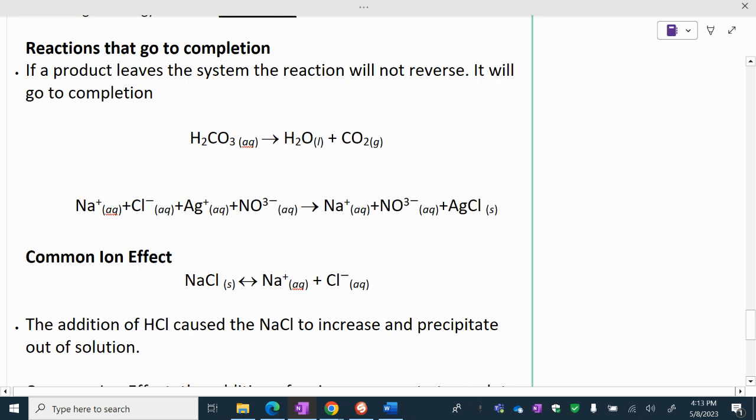We're going to finish the notes for this unit. We're going to talk about reactions that go to completion, talk about the common ion effect, and talk about a real-world application of equilibrium.